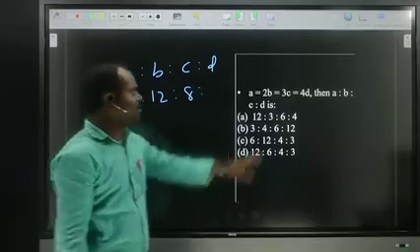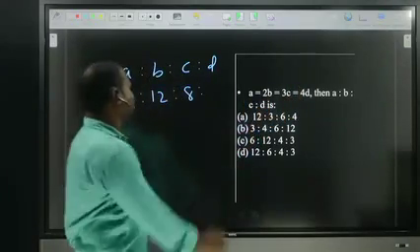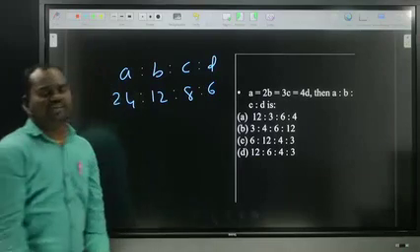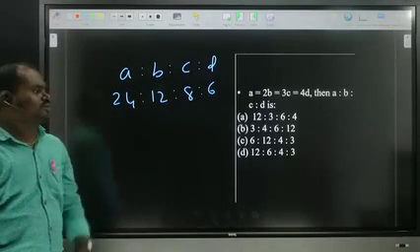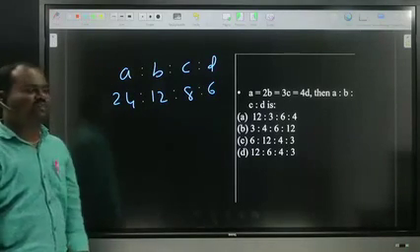When we require d, leave the d. 1 2s are 2, 2 3s are 6. Right. Something in the calculation went wrong. Sorry.